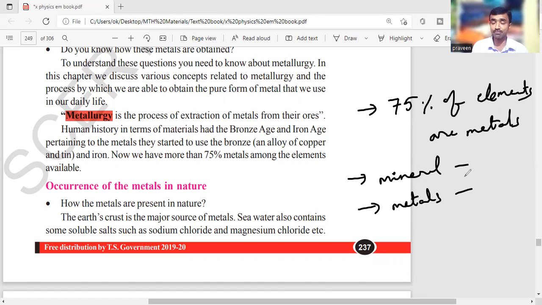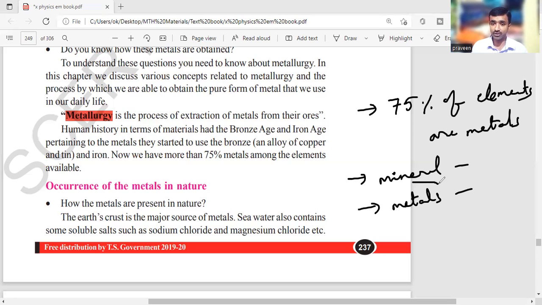What is a metal? What is a mineral? Right? So simply, metals are hard substances having strong bonds between the molecules, which you learned in your 9th class, Matter Around Us, right? Intermolecular space is very small, and they have a strong force of attraction between the particles, right?